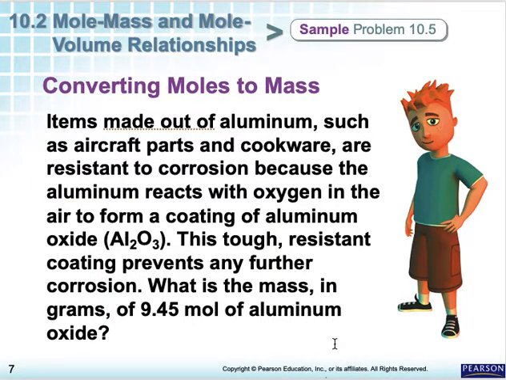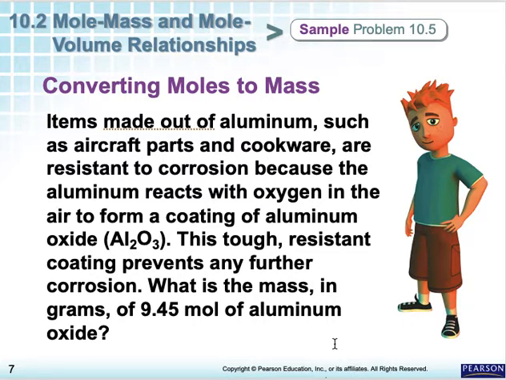Items made out of aluminum, such as aircraft parts and cookware, are resistant to corrosion because the aluminum reacts with oxygen in the air to form a coating of aluminum oxide on the outside. This tough resistant coating prevents any further corrosion. What is the mass in grams of 9.45 moles of aluminum?